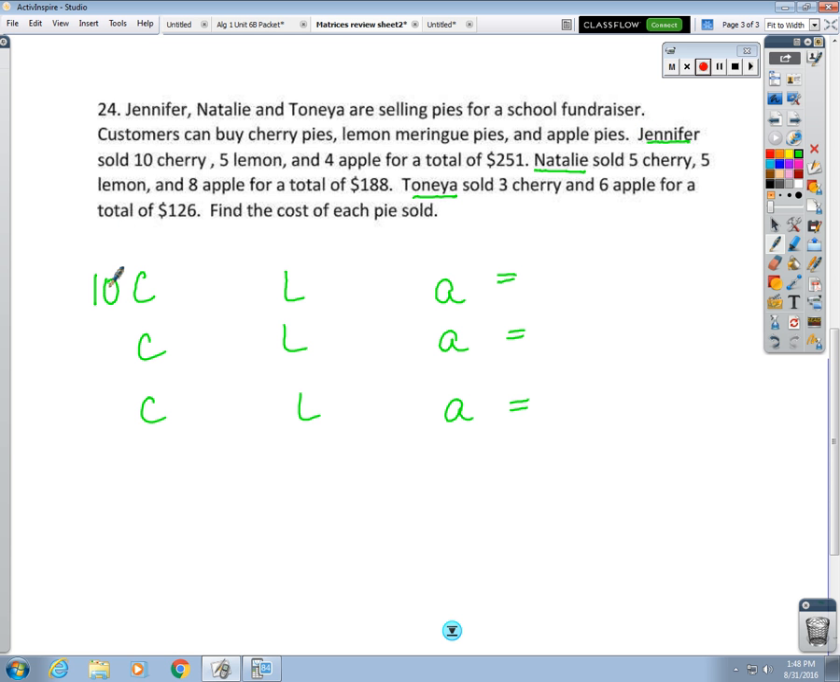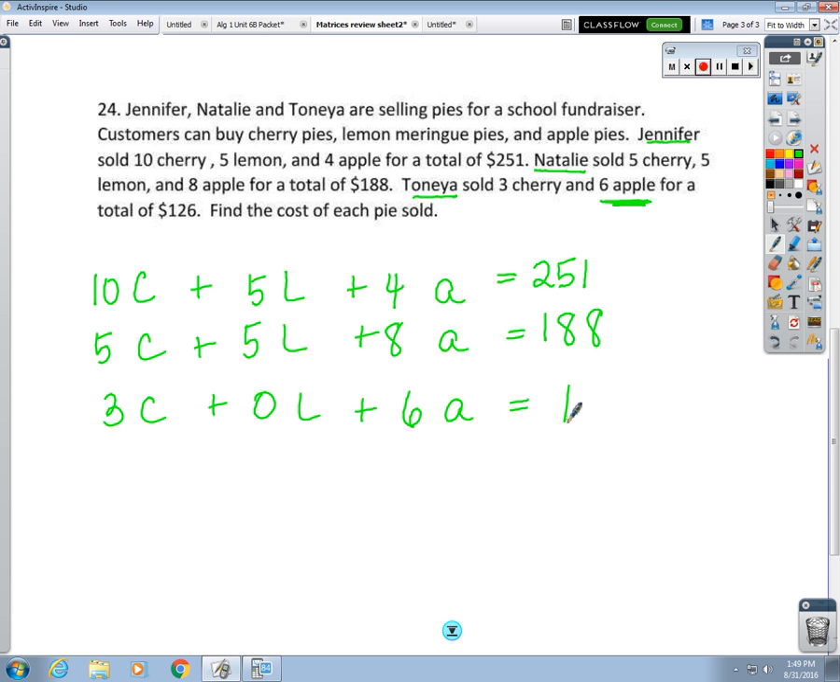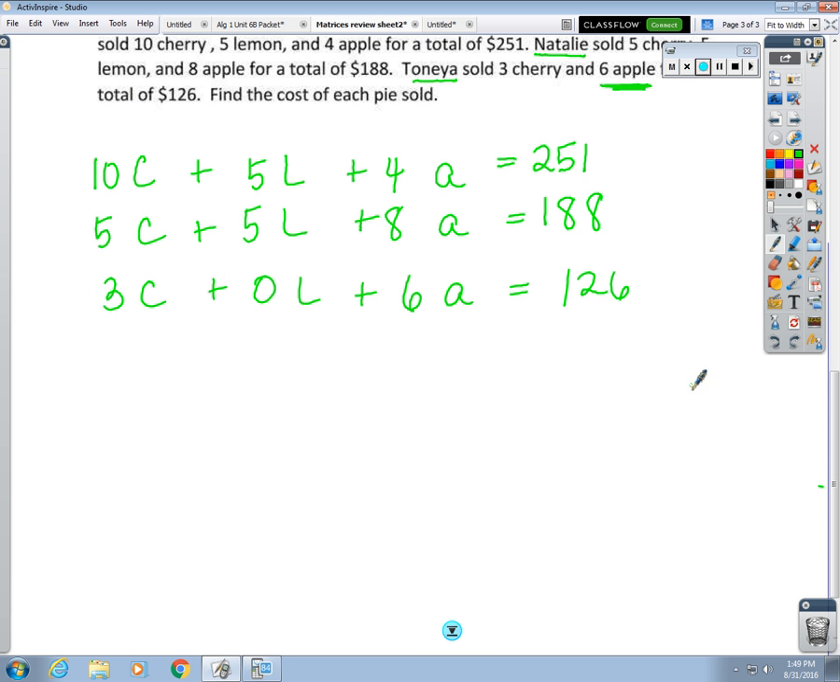Jennifer sold 10 cherry plus 5 lemon plus 4 apple, and her total was $2.51. Natalie sold 5 cherry, 5 lemon, and 8 apple, and her total was $1.88. And then Tanya sold 3 cherry, be careful here, 6 apple. So what goes here? 0 lemon meringue, and then 6 apple, and her total was $1.26. So now we actually want to know, find the cost of each pie. So we want to know how much was the cherry pie, how much was lemon meringue, and how much was apple. How do we solve that problem?